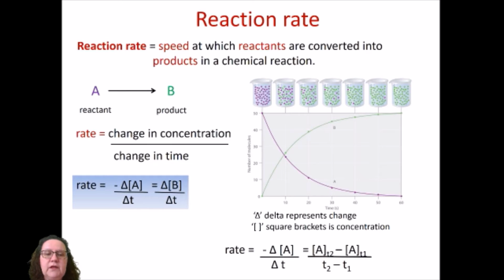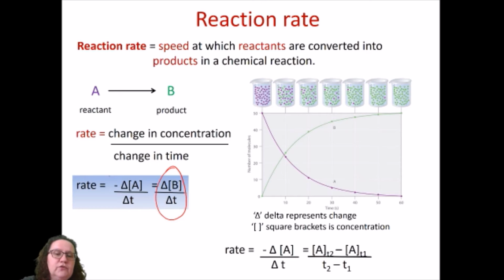We can define a reaction rate as the speed at which reagents are converted into products in a chemical reaction. So if we look at our reaction, reagent A to produce product B, the reaction rate would be the change in concentration divided by the change in time. And you can define that reaction rate with respect to the reagent or with respect to the product. If you define it with respect to the product, what you're looking at is how much product is formed in a particular period of time. If you're looking at it with respect to the reagent, what you're looking at is how much reagent has disappeared, has reacted, again as a function of time.